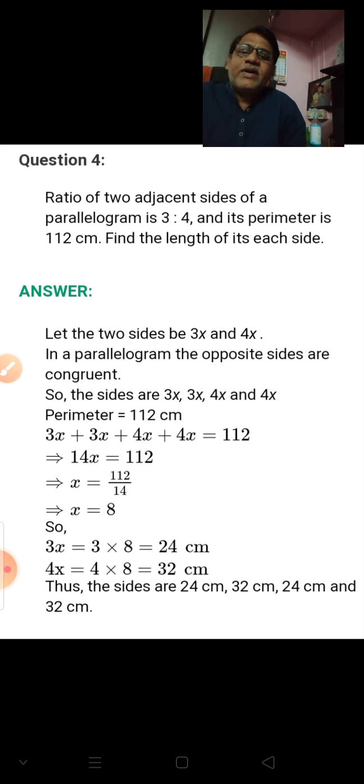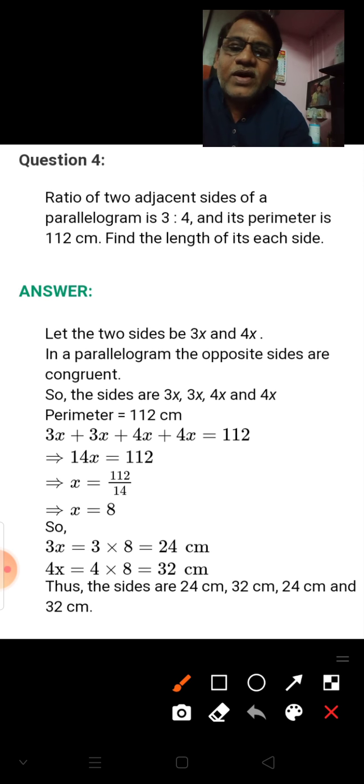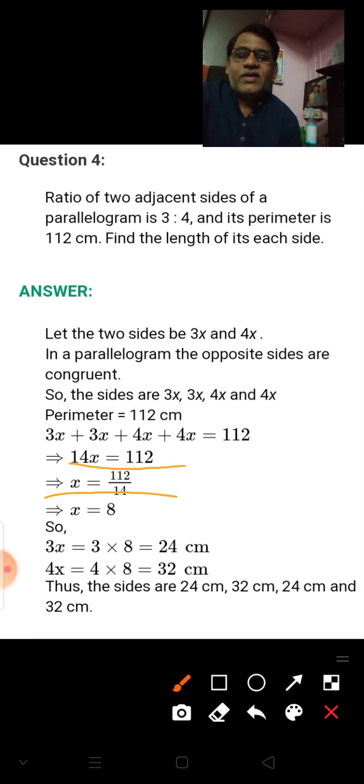So the perimeter is 112, which means 3x plus 3x plus 4x plus 4x is equal to 112. So 3 plus 3 is 6, 6 plus 4 is 10, 10 plus 4 is 14, so 14x is equal to 112. Therefore x is equal to 112 by 14, so x is equal to 8.